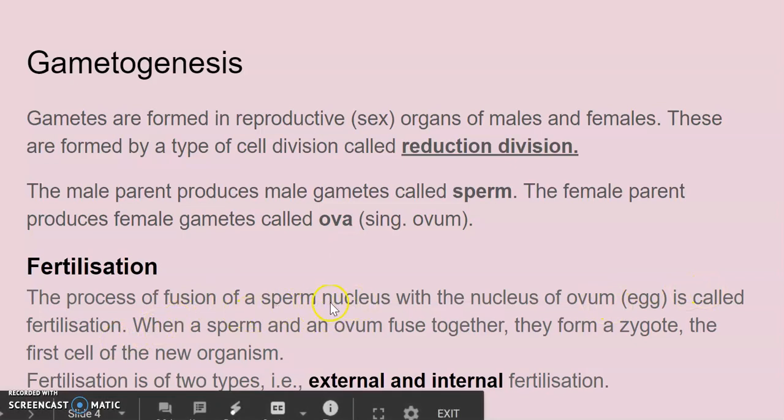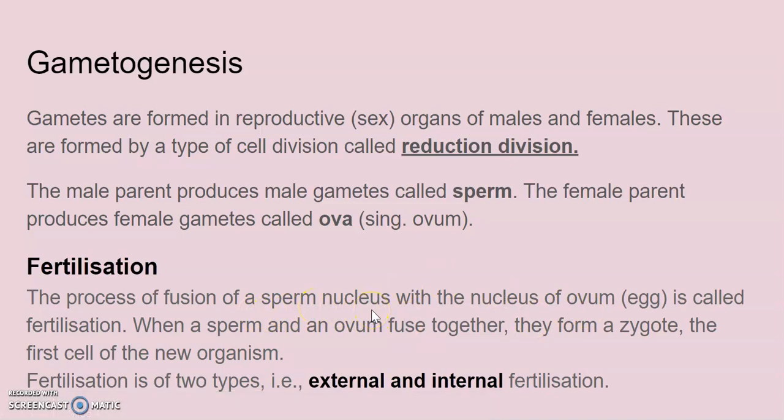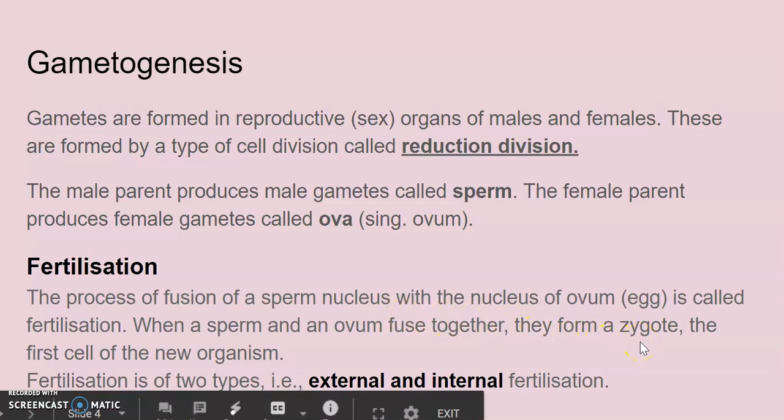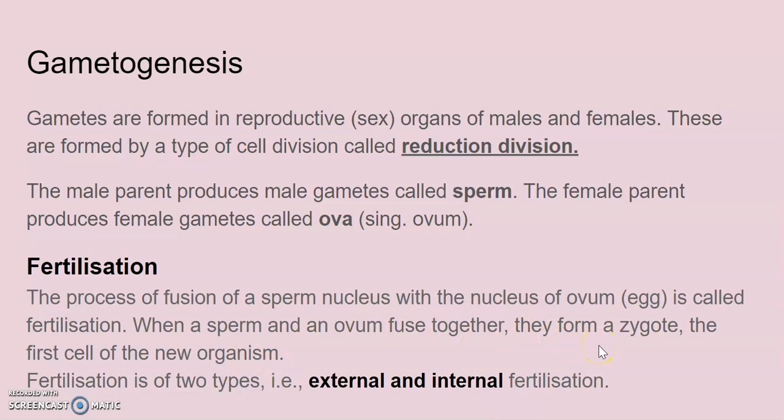Because these sperm and ovum are a type of cell, so they contain nucleus. Right? As we have already started in our chapter number 8. So, when they fuse together, they form a single nucleus, right, which is known as zygote. जिसको हम क्या बोलते हैं, zygote. This is the first cell of any new organism. Means formation of zygote indicates the formation of life.